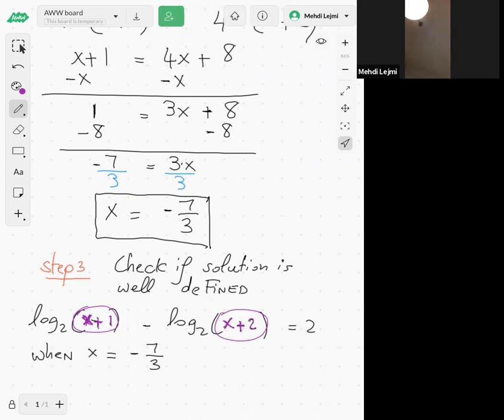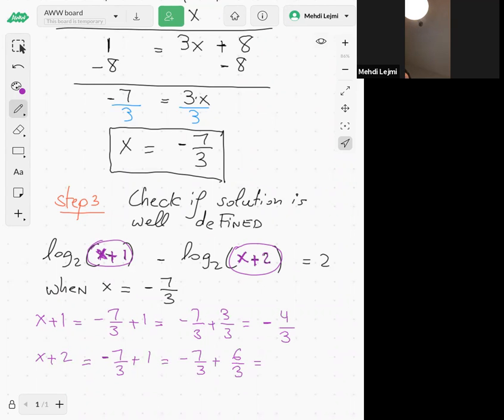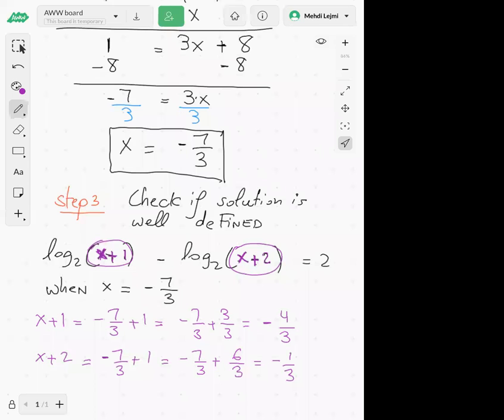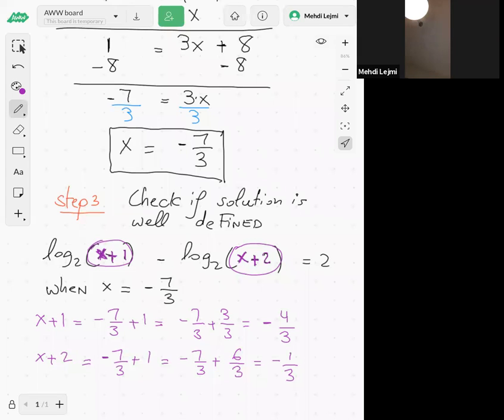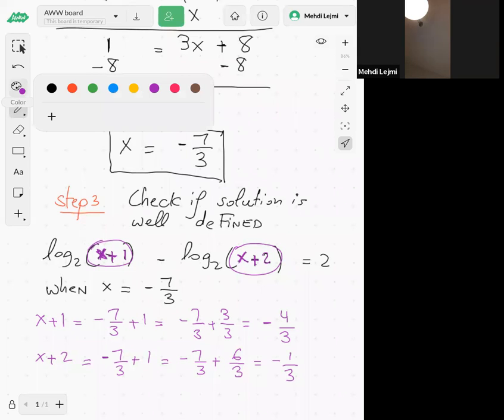So you can see here, guys, x plus 1 would be -7/3 plus 1, which, if you take a common denominator, is -7/3 plus 3/3. That will be -4/3, so this is negative. The other one, x plus 2, would be -7/3 plus 6/3, and that's -1/3. So both of them are negative, so we have to reject this solution.